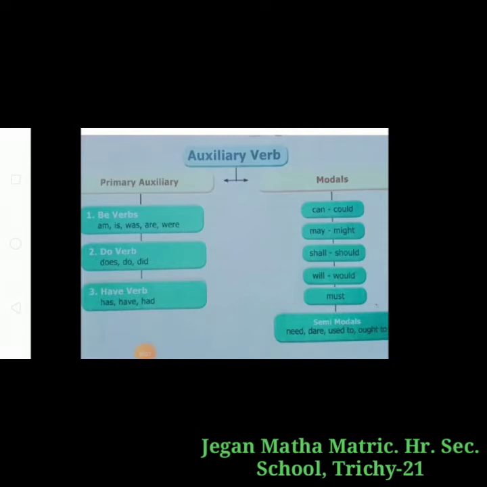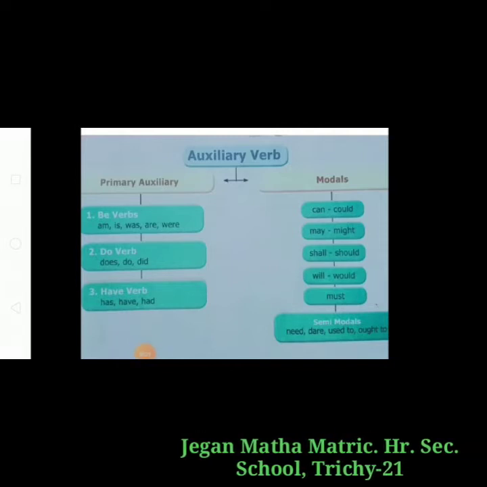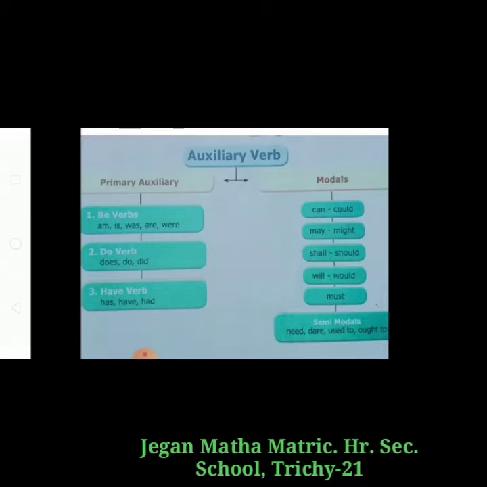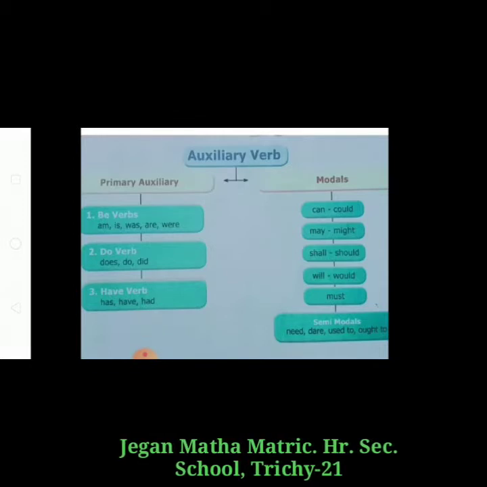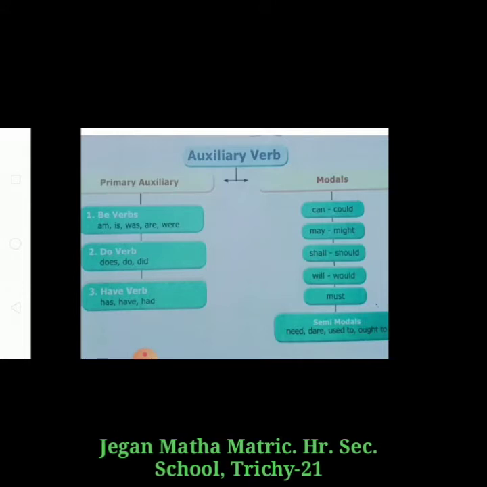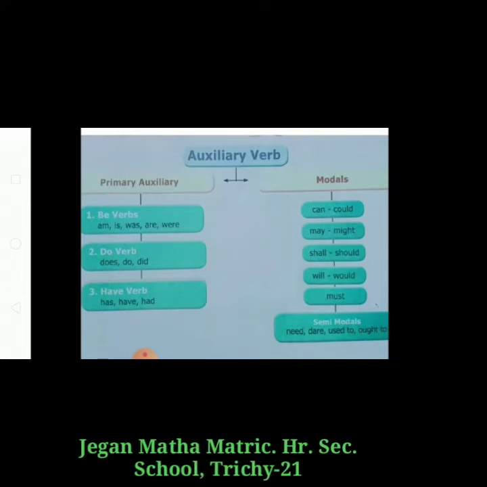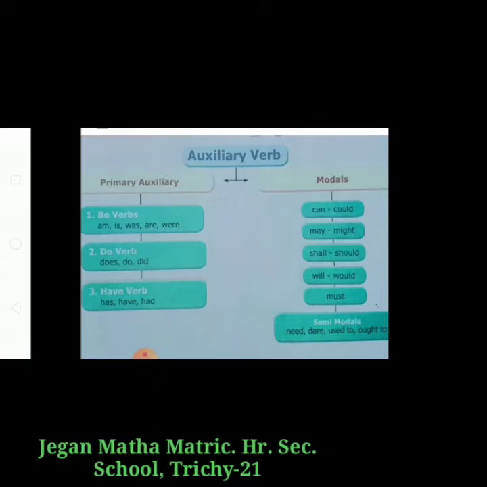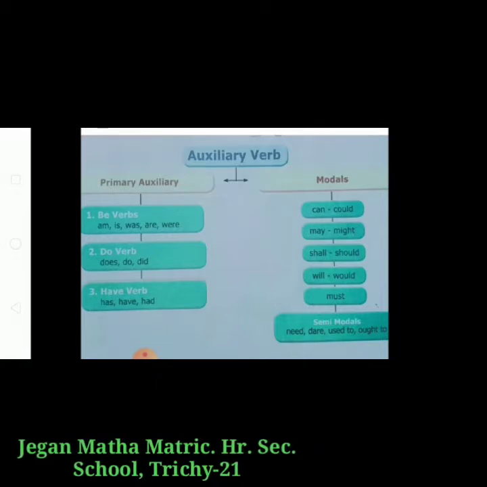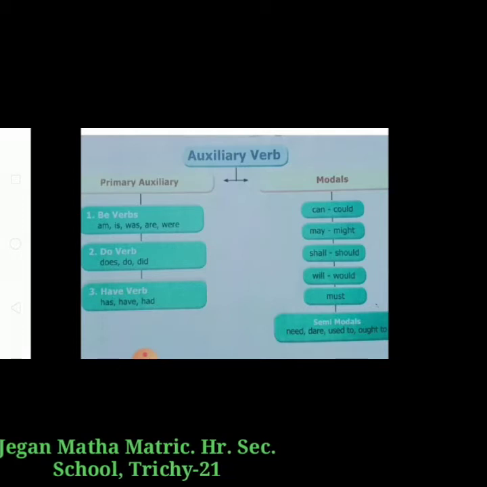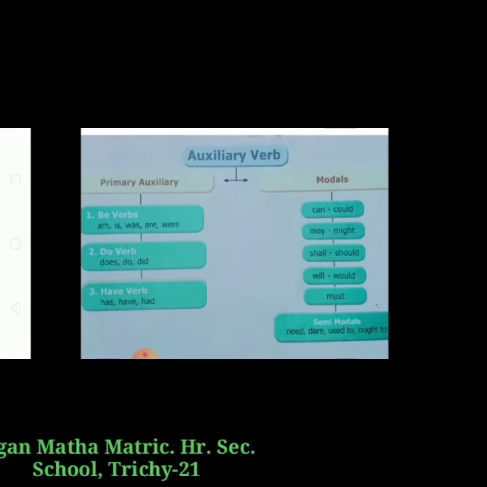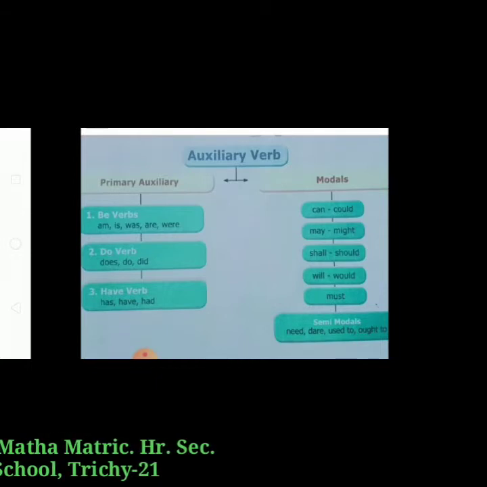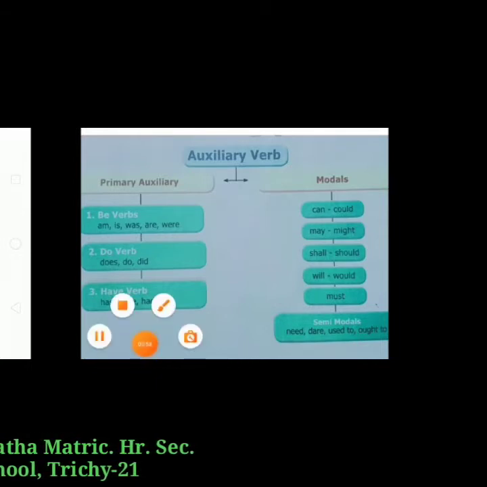Auxiliary Verb, Primary Auxiliary. Auxiliary verbs are divided into categories: primary auxiliaries and modal auxiliaries. Primary auxiliaries are the forms of the verbs to be, to have, to do. Modal auxiliaries are shall, should, will, would, can, could, may, might, dare, need, ought to, used to. The semi modals are need, dare, used to, ought to.